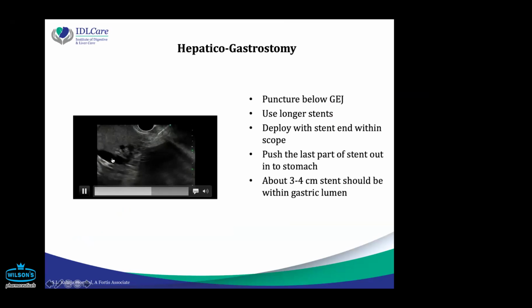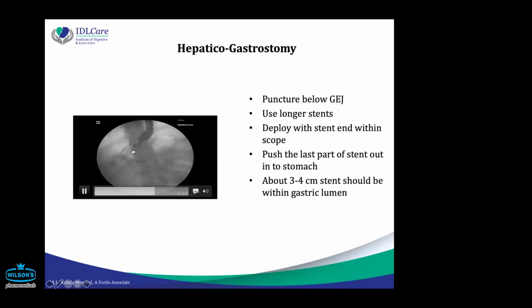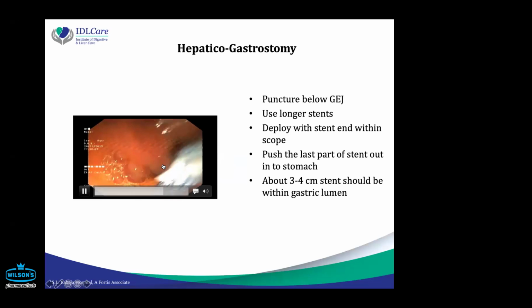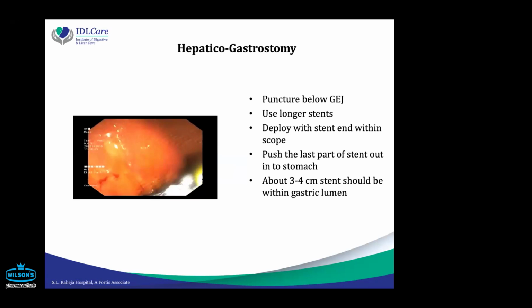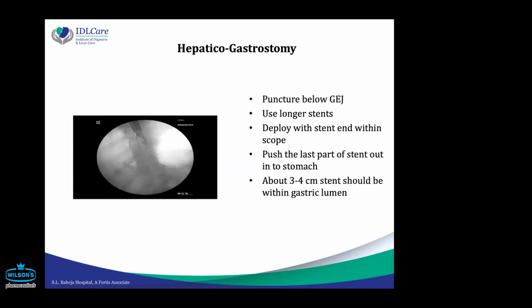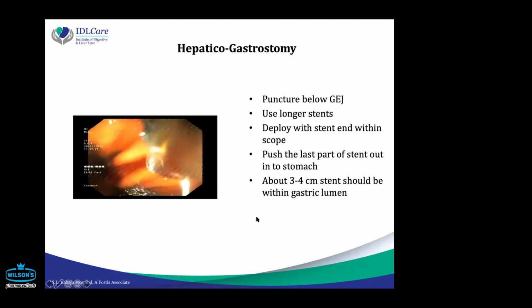This is the dilated intrahepatic radical. You see the dilator is passing over the wire here, and then a stent is placed. In hepaticogastrostomy, you have to remember to keep a long length of the stent in the stomach, otherwise it can migrate. So 3 to 4 centimeters of stent should be kept within the gastric lumen.